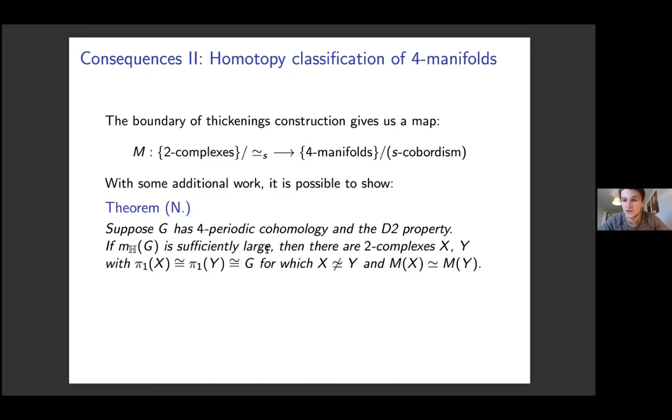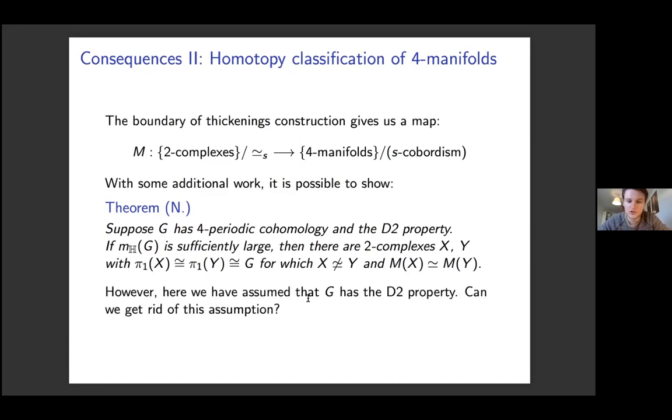So it's a very indirect proof, sort of another bizarre consequence. Okay, but again, this assumes that G has the D2 property. So can we get rid of this assumption?